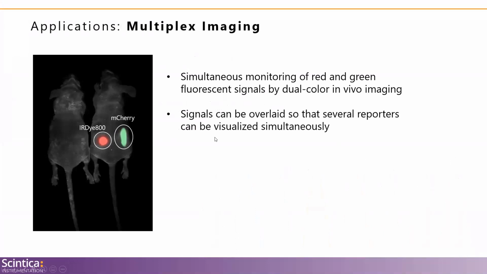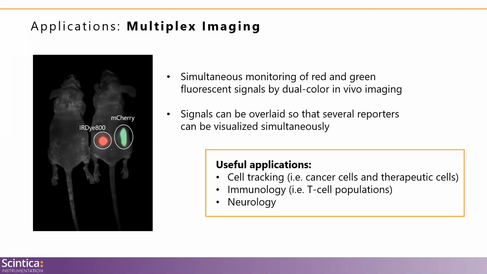And so here we have an example with fluorescence imaging where we have simultaneous monitoring of red and green fluorescent signals by dual color in vivo imaging. These signals can be overlaid so that several reporters can be visualized simultaneously. Now, many people, when they first hear about this, often wonder, well, why would I need 2 different reporters? There are actually quite a few applications where this can be really useful, especially if you're not in an imaging core and you really only have maybe one imaging system to work with.